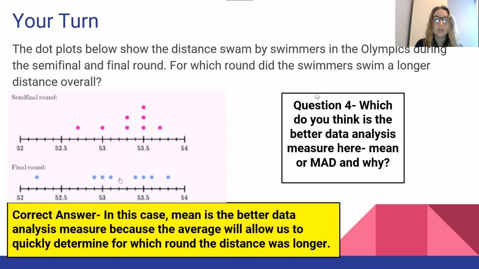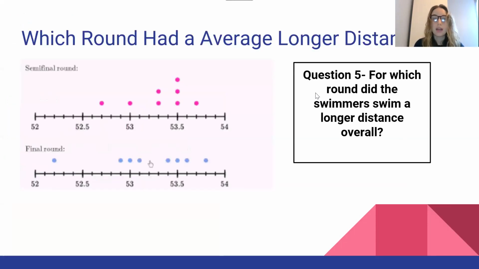And in this case, the correct answer was mean. Mean is the better analysis measure because the average will allow us to quickly determine for which round the distance was longer. It's a point that's super representative of each of the data sets. Okay, so now you're going to go ahead and actually calculate that out. So you want to determine which round had an average longer distance, and this is question 5. For which round did the swimmers swim a longer distance overall? Your teacher's going to pause the video. Once again, this is going to take a little bit longer, and you're going to go ahead and calculate out the averages for each of the rounds and compare.